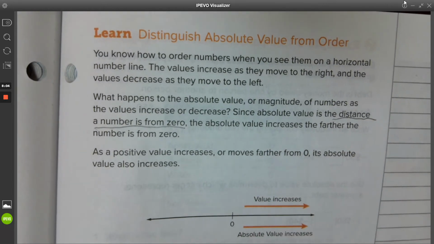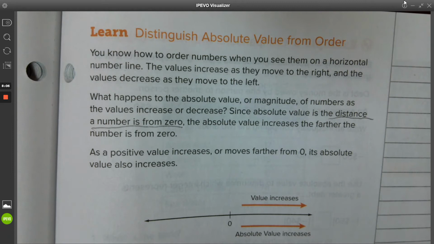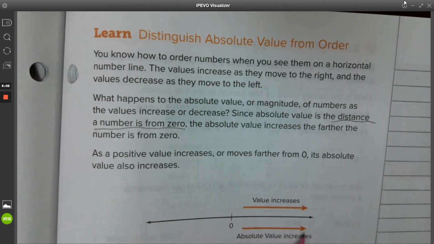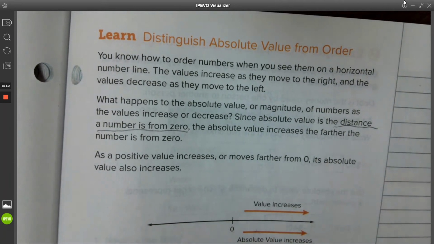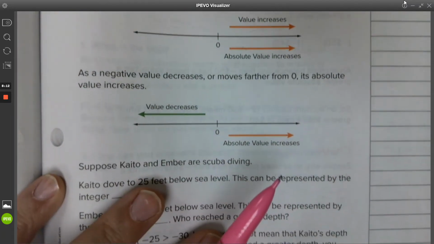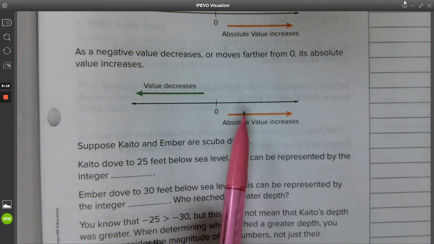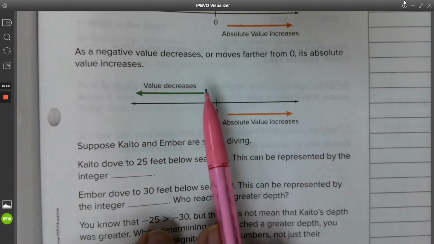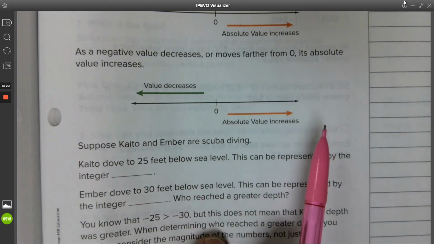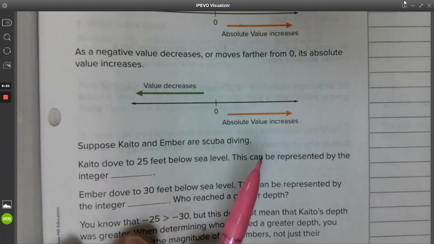As the positive value increases or moves farther from 0, its absolute value also increases. So there we go, we see that. As a negative value decreases or moves farther from 0, its absolute value increases. So negatives are a decrease and an absolute value increase.